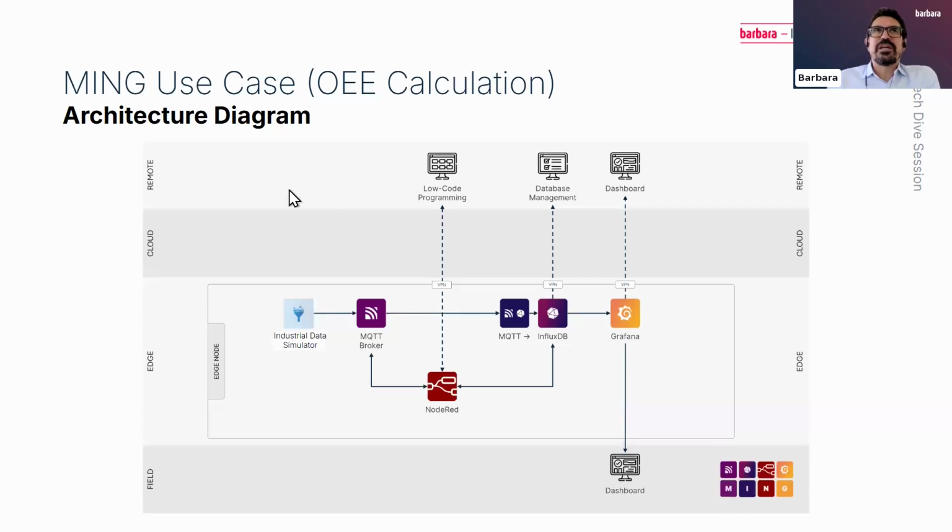We call this architecture MING, and it's a normal way of calling this kind of architecture because you use MQTT, InfluxDB, Node-RED, and Grafana, which are the acronym for MING, and that is why we call it MING. Okay, so we can deploy different use cases using this one, and this is just an example.